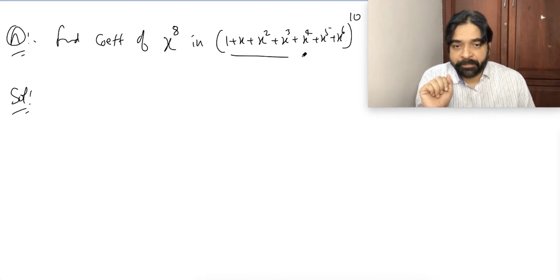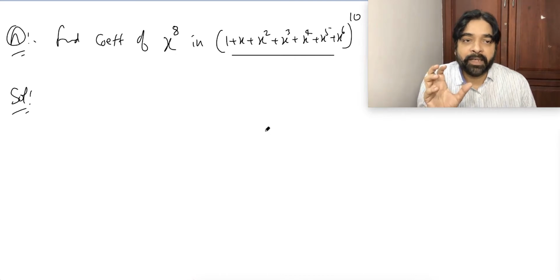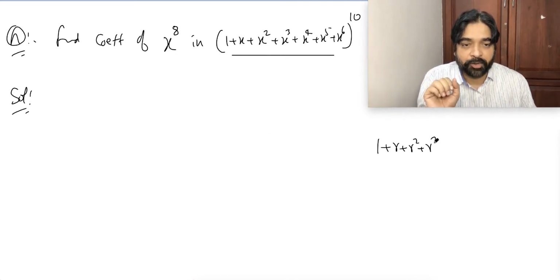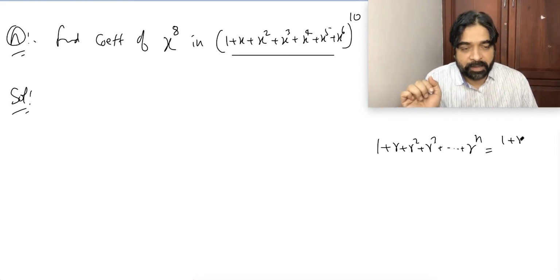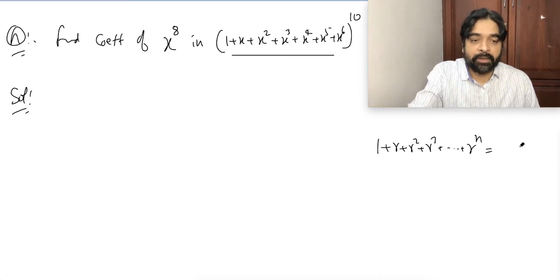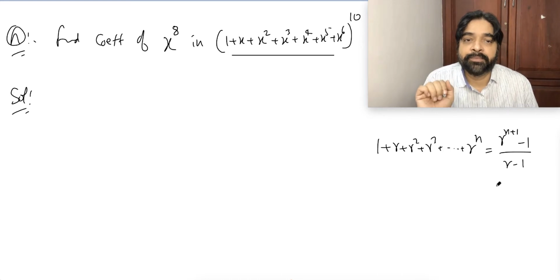But this is a GP. Inside the bracket, GP is there. I hope all of you know 1 plus r square plus r cube plus so on till r power n is always equal to r power n plus 1 minus 1 by r minus 1. Yes or no? All of you know this, na?